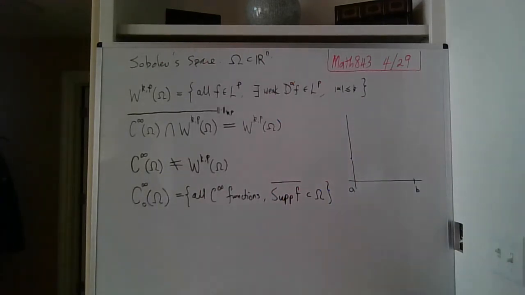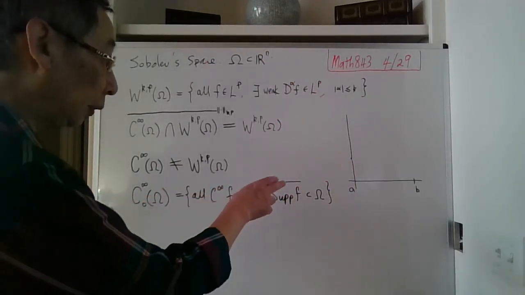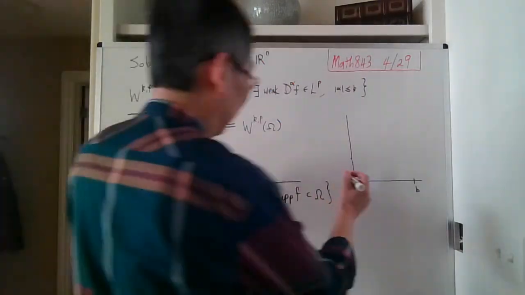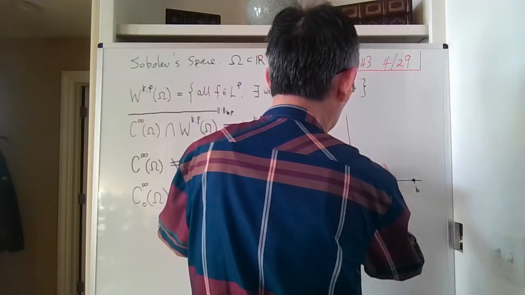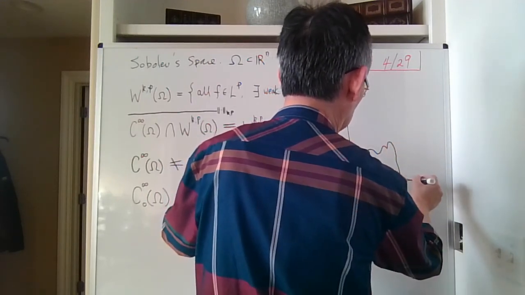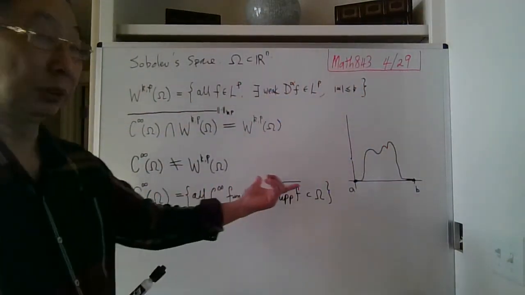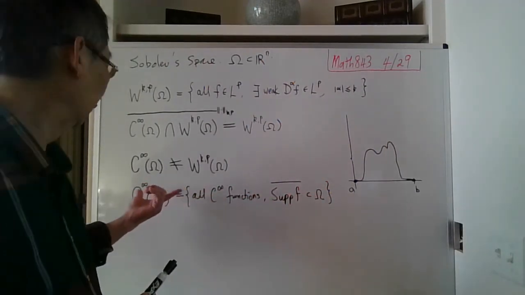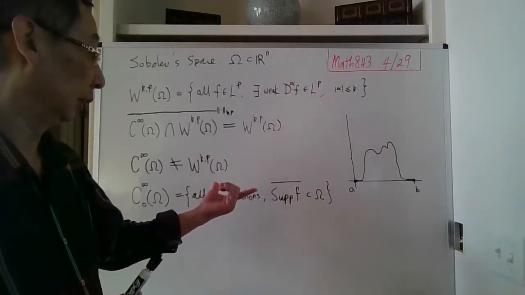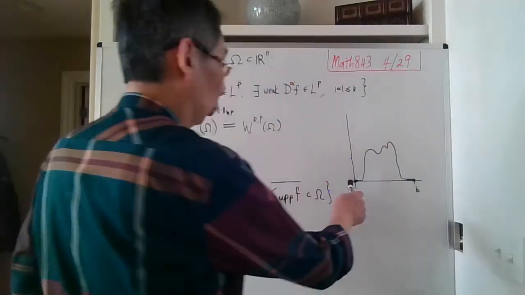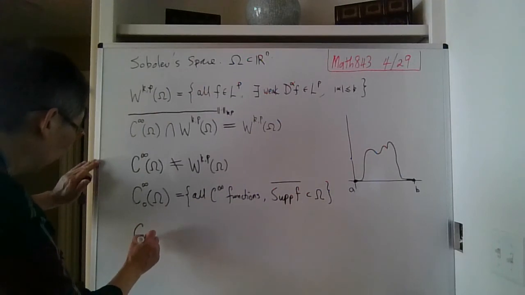So, like in the one-dimensional case, this space means the function has to be zero near the boundary. It's like this. So here's the boundary point. We have two boundary points in the 1D case. The function goes like this, and it becomes zero here. Okay. So there's no boundary issue for this kind of function. This kind of function is smooth, but also it is always in L^p, including its derivatives, because everything becomes zero near the boundary. Okay. So therefore C_0 infinity.